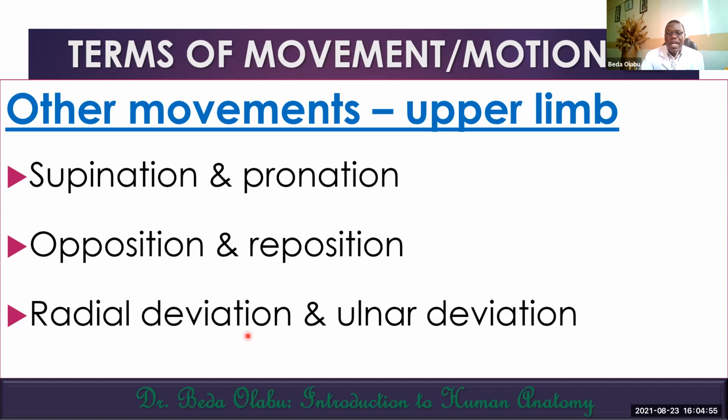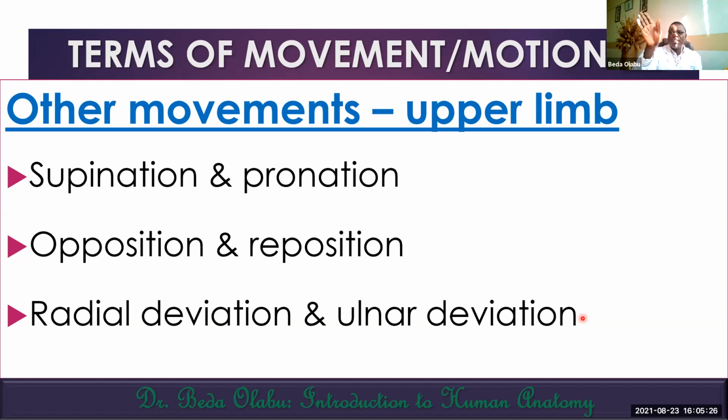Then you have ulnar deviation and radial deviation. This is a movement best described in the wrist. So look, this is my wrist joint. This is flexion of the wrist. That is extension of the wrist. That one is easy, flexion and extension of the wrist. But if I put my wrist this way, you notice that my wrist can still move that way and that way.